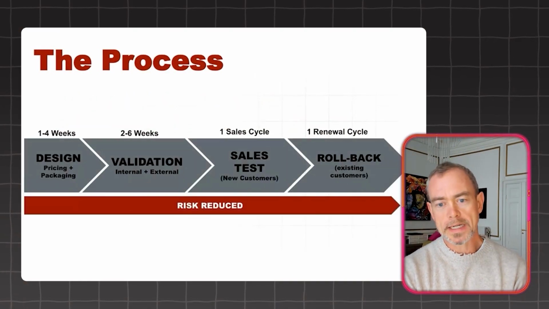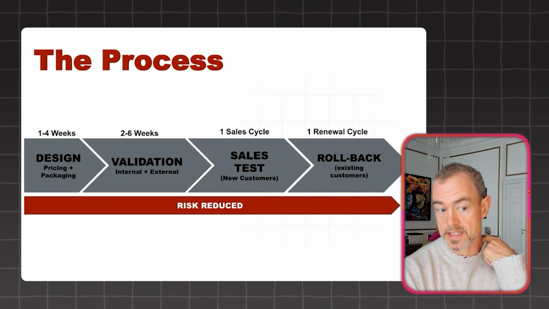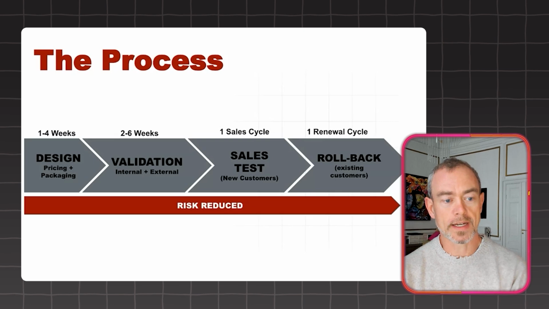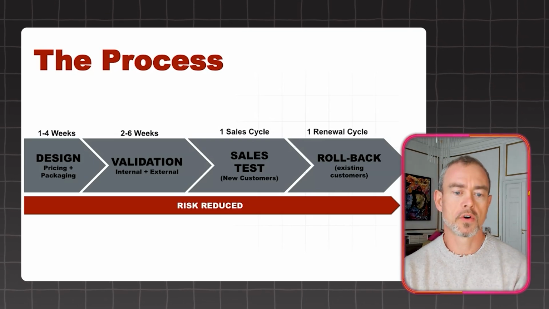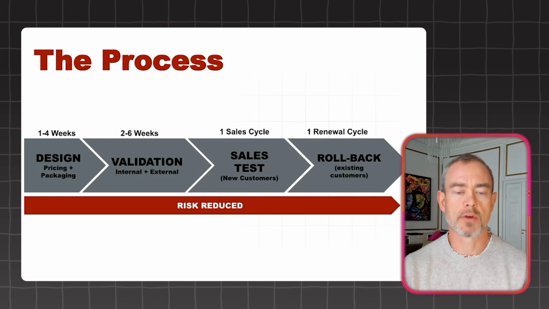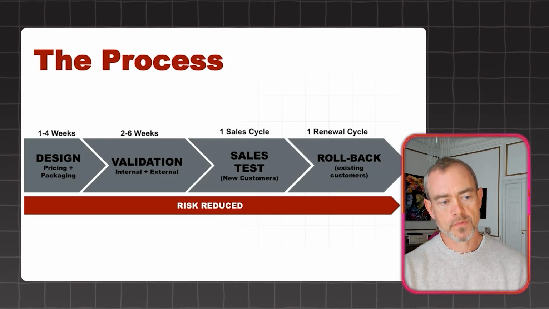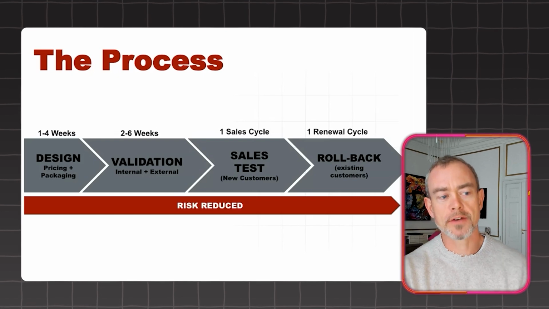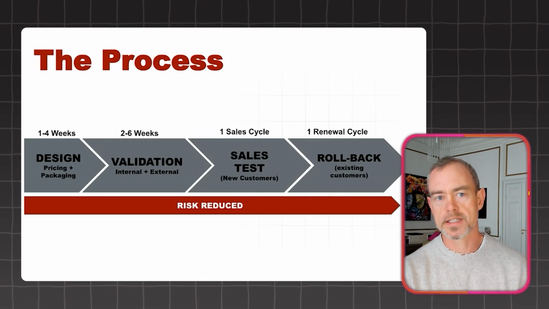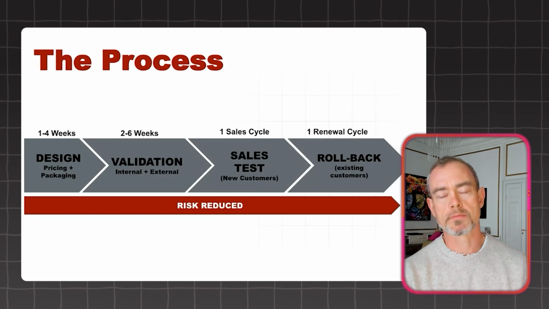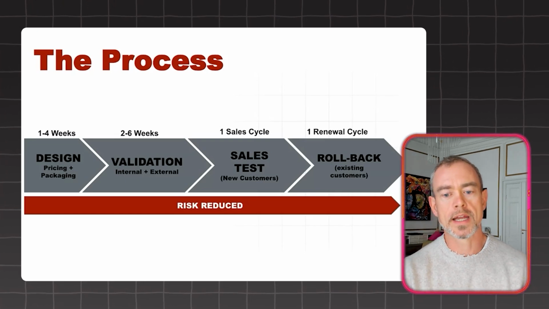So if you split it out into project phases, it looks something like this. You have a design phase, you have a validation phase, you have a sales test with new customers, and then you have what I call a rollback or a migration phase where you apply the new framework to existing customers. From a time perspective, in my experience, usually the design phase is about 1 to 4 weeks. So you need to have some iterations and take the key management group through some spreadsheets and some PowerPoints and some whiteboard exercises and conversations to end up with a good design.